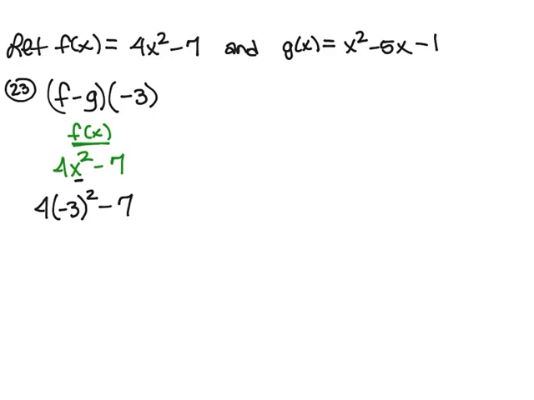Just make sure you use parentheses. 4 parentheses -3. Close it. Squared minus 7 gives us 29.